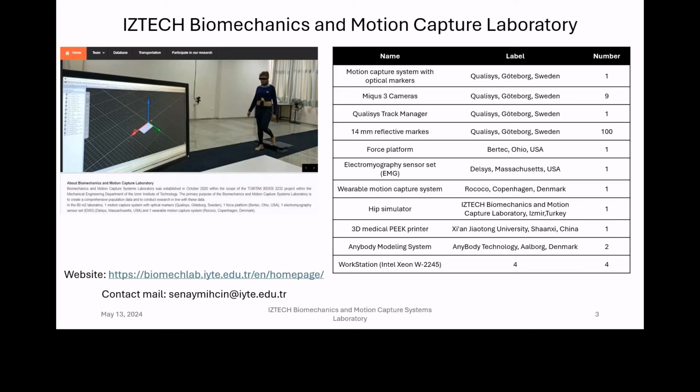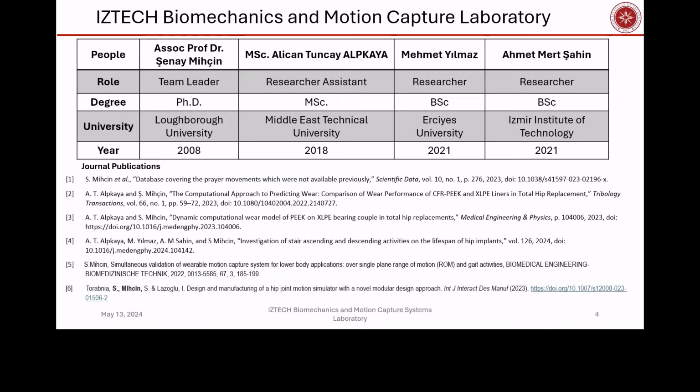So we have also made collaboration with China University, Xi'an, and we have a 3D medical printer where we can do printing applications. And obviously we have AnyBody modeling system. We have 2 licenses and we run them on our 4 workstations.